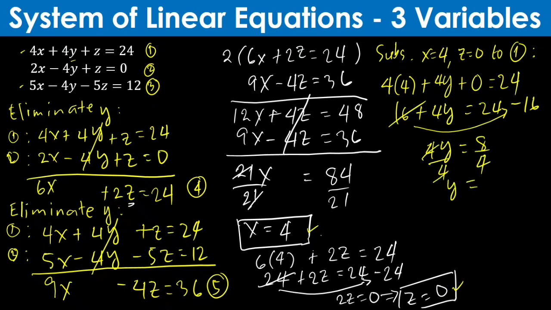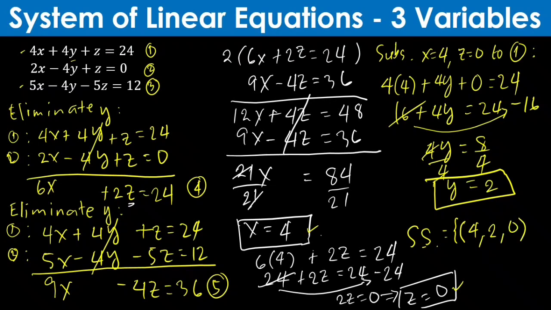That gives us y equals 2. Okay, therefore, the solution set, you can check if these values where x, y, and z are really true to give us the solution set. So we assume that they're true without checking, or x equals 4, y is 2, and then z is 0.